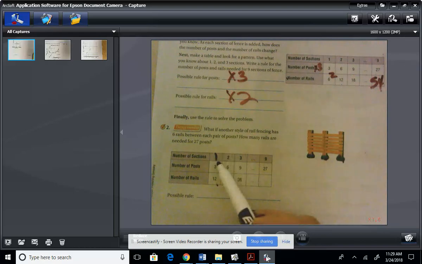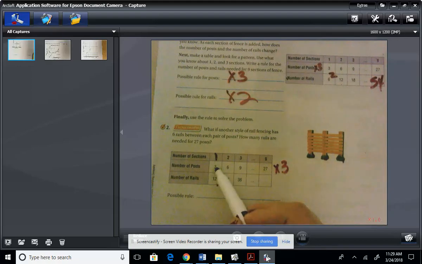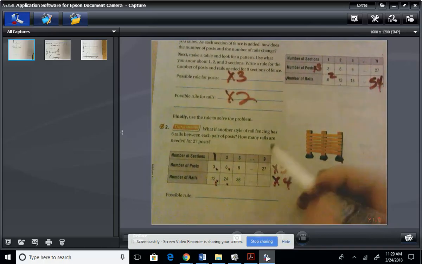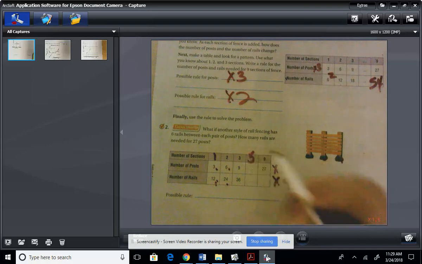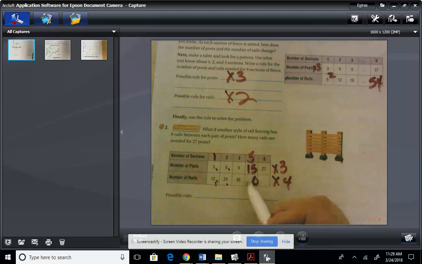So instead of multiplying here, we're still going to multiply by 3. But what are we going to do from here to here? Well, let's look at our rule. 3 to 12 is 4. 6 to 24, that's times 4. So what could we put here? We could put anything here. We could do 5. 5 times 3 is 15. 15 times 4 is 60.